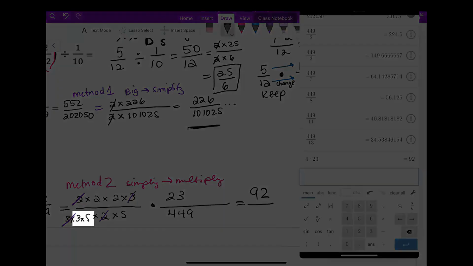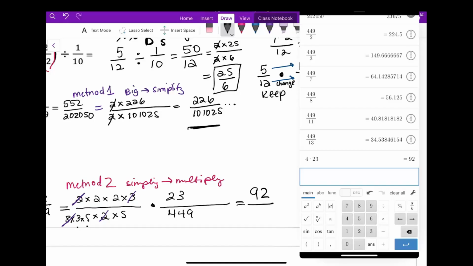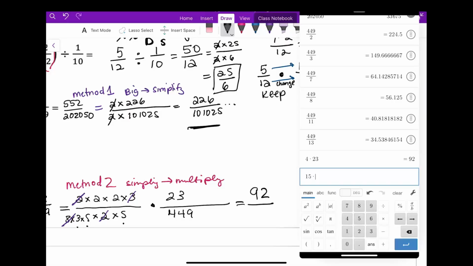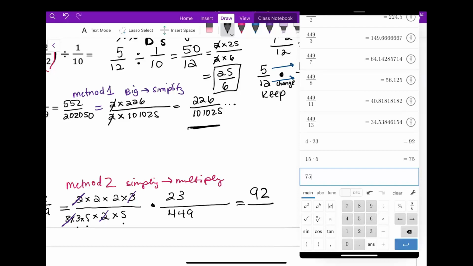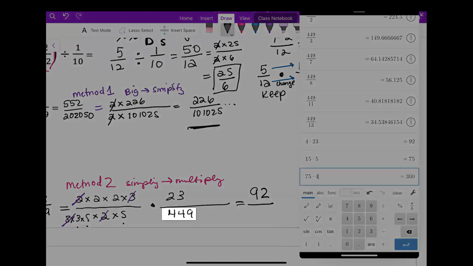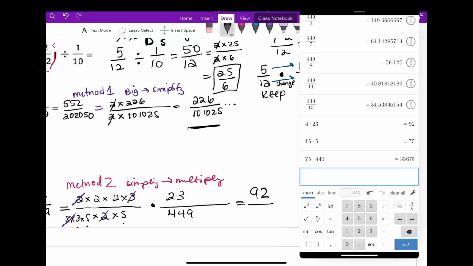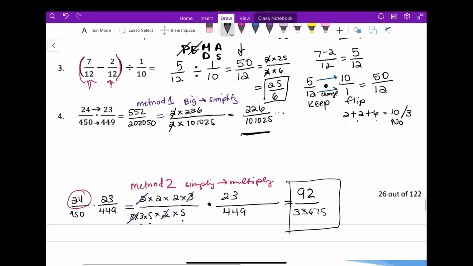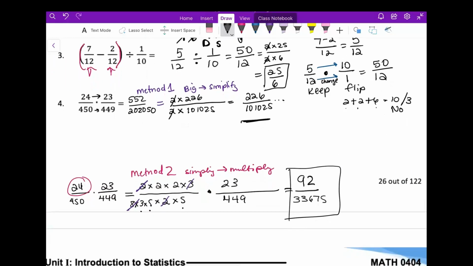And 3 times 5, 3 times 5 is 15 times 5 is 75. And then 75 times 449. And we end up with 33,675. Quite a large number. So although method 2 seemed a little bit longer, it was because I was sitting here and explaining thoroughly, but method 2 is actually quite shorter.